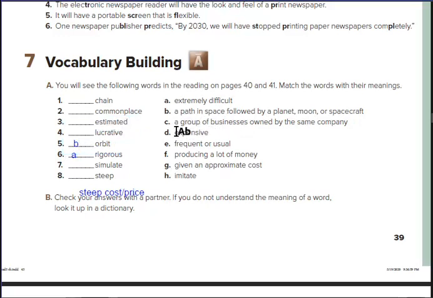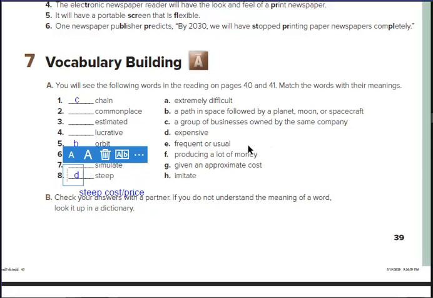Now let's see here number C. A group of businesses owned by the same company. When I told you, for example, Debenhams stores, or stores for McDonald's. Yes. So it is the chain. Okay, chain. When I say chain of some stores. Expensive. When I say expensive, yes. So it is steep. So it is steep.